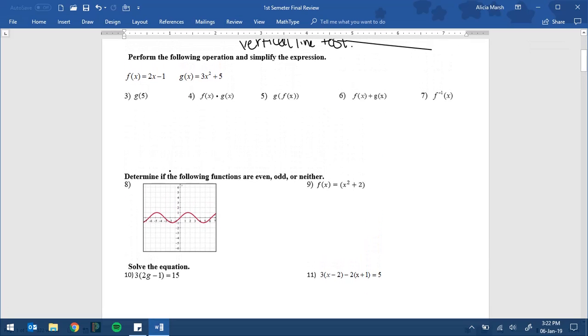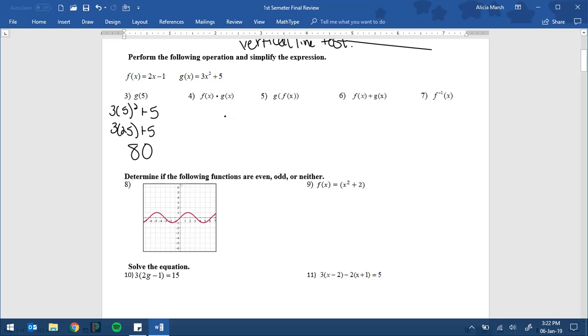Okay. Now I've got to do some operations. So g of 5, remember that means take 5, plug it into the formula. So I'm going to take 5 and plug it into g. I'm going to do my exponents first. So that would be 25. So 3 times 25 plus 5, that would be 75 plus 5, 80, right? So g of 5 would be 80.